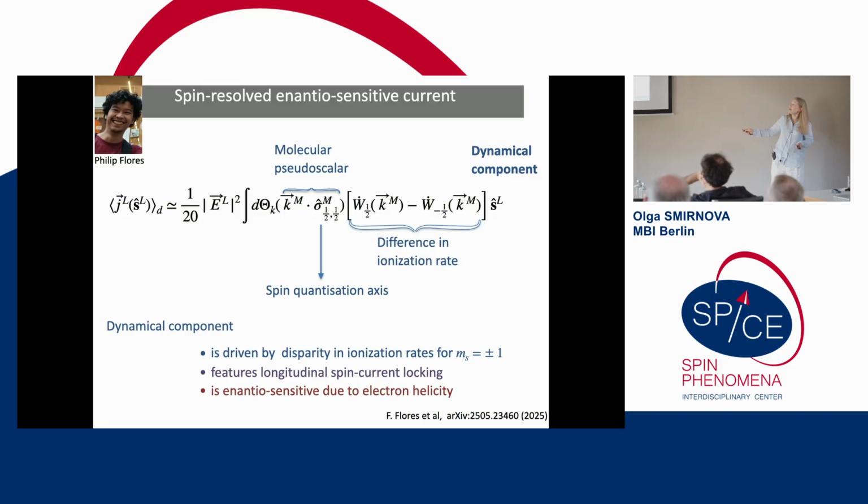So what you see here is the momentum times the quantization axis for this molecular system. Now when you convolve it with this, you basically find a situation of best balance between the best projection onto the sigma and best difference. That maximizes your result, and that tells you what the dynamics is. So, okay, it's driven by disparity in ionization rates. It features longitudinal spin current locking, because the current is along the spin, and it is enantiosensitive due to helicity.